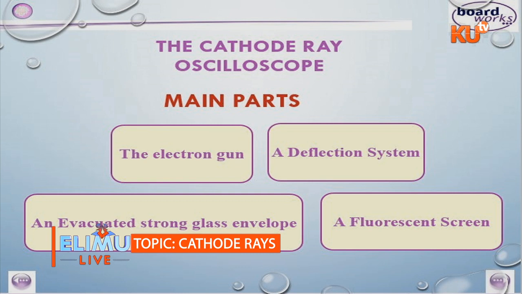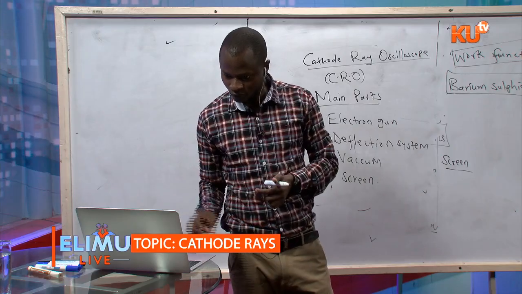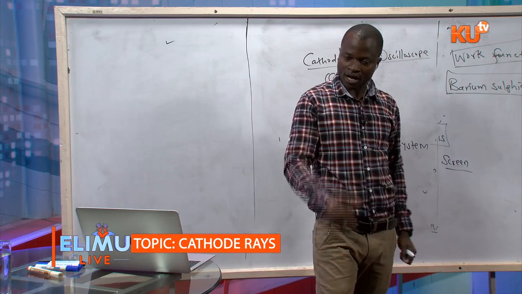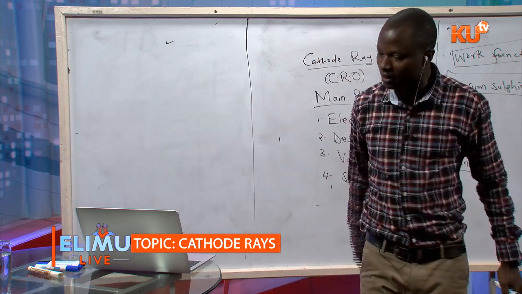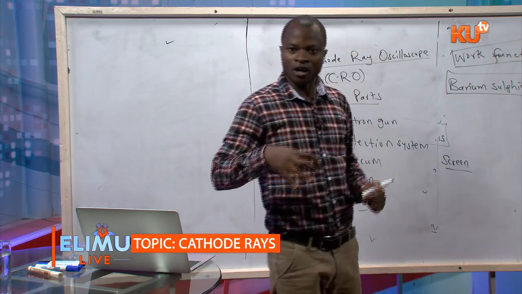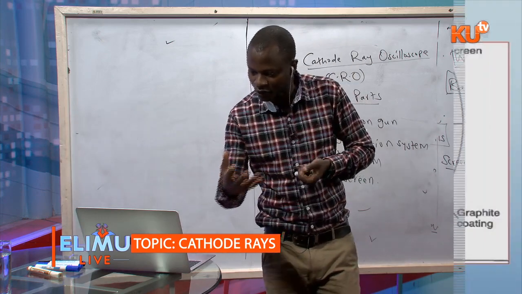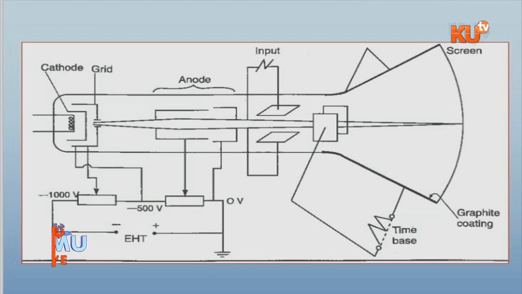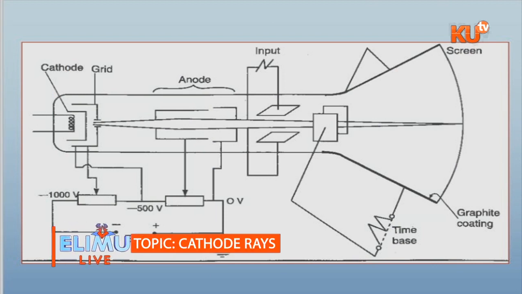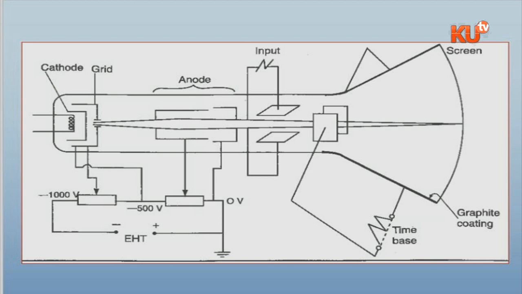Now we wish to look at the main parts of each of those parts and how they work. What is their function? So before that, we can also ask you to draw a well-labeled diagram of a cathode ray oscilloscope. How does it look? In our next slide, you see the whole part of the integration of all these parts. You can see them there. One, the cathode and the grid and the anode. All those form what we are calling the electron gun.